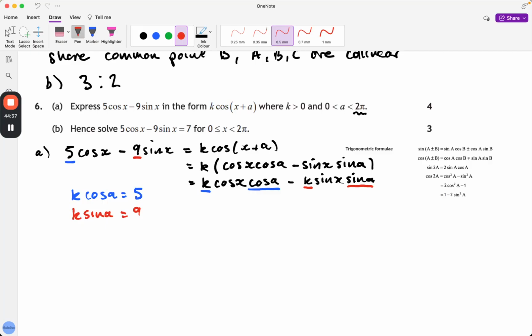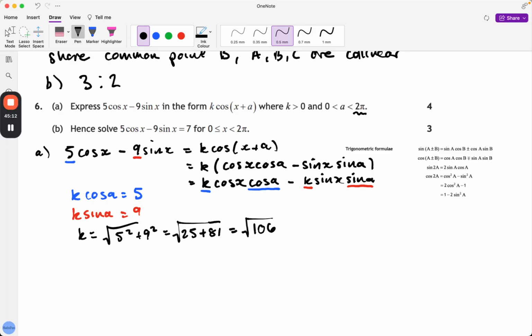Grand. Okay, so there's a couple of things we can get from this. We can solve for k, and we get that k is equal to the square root of 5 squared plus 9 squared, which is equal to the square root of 25 plus 81. You can just pop all this in your calculator if you desire. And so if we do the square root of 25 plus 81, you get the square root of 106.